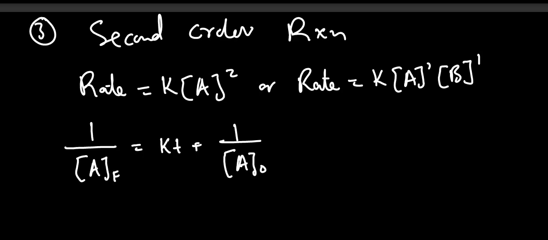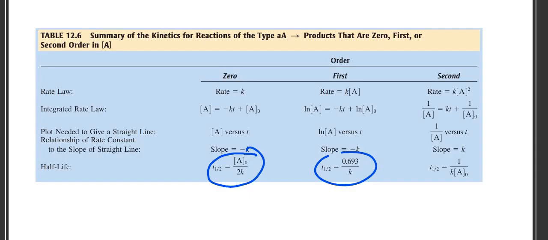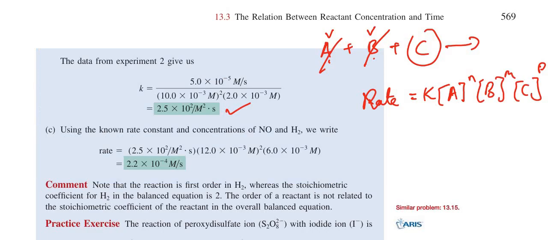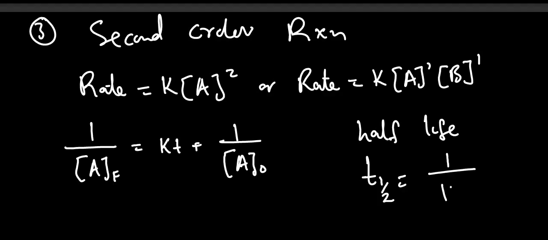If you're looking to get the final concentration, when you know the rate constant, the time and the initial concentration, you can use this equation to find out how much remains after a certain period of time. And if you're also interested in the half-life of a second order reaction, this is the same as 1 over k, then you have the initial.